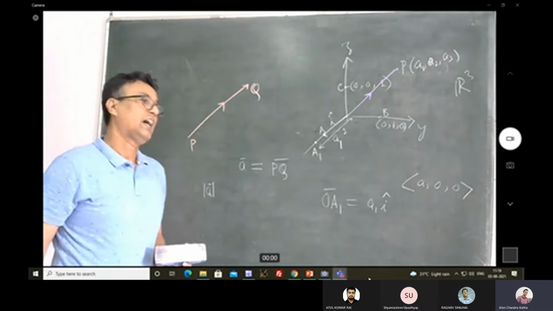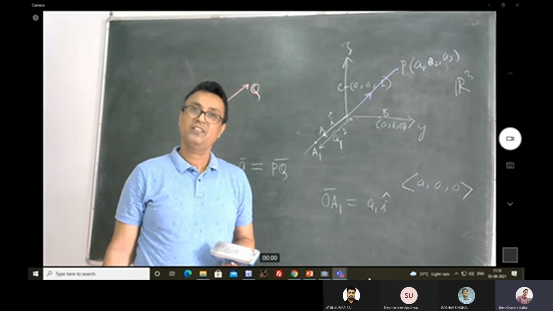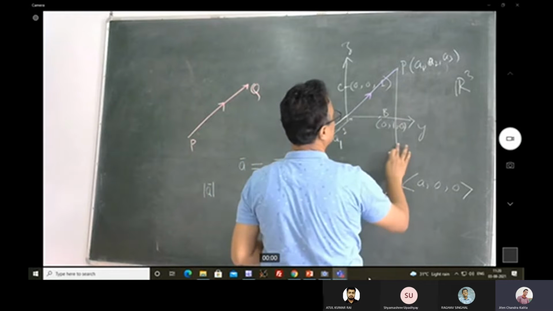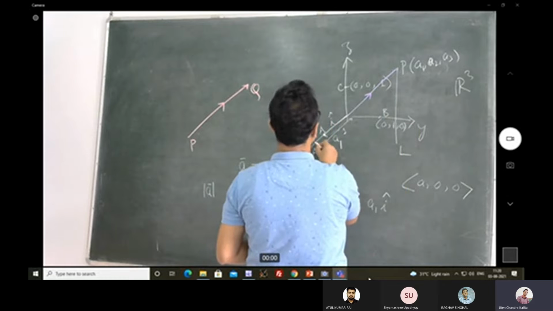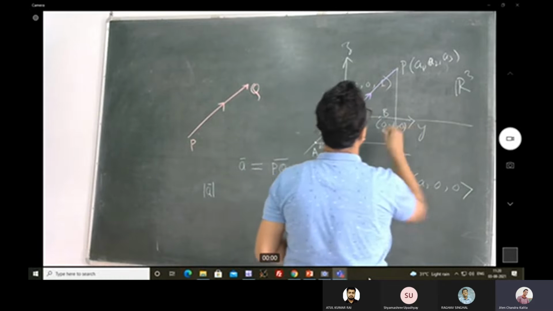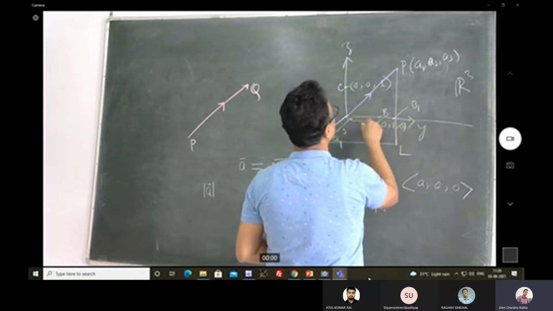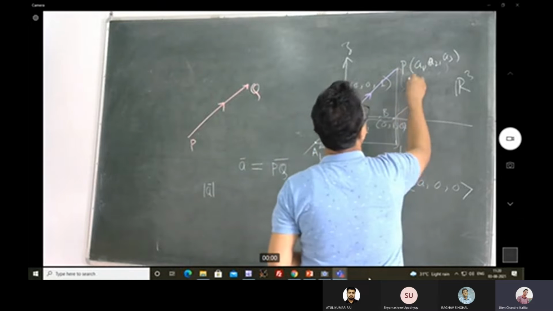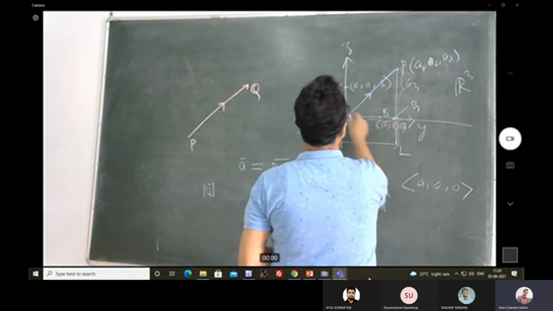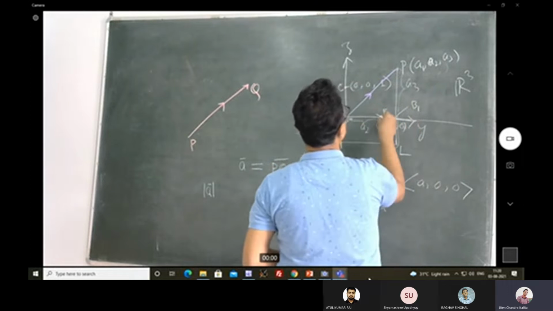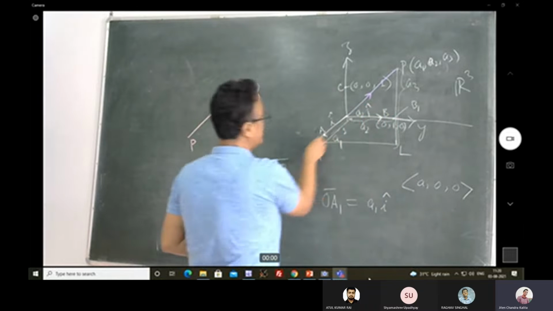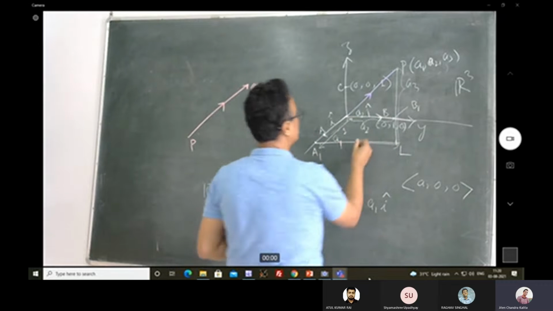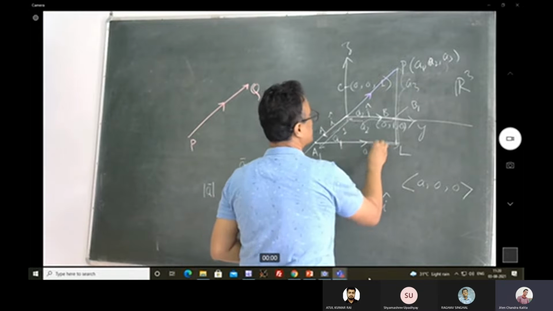Similarly, I can have a2 j and a3 k, isn't it? So what was happening here? I was drawing a perpendicular from here to the line L, and if I join this, and suppose this is the point B1, such that this length is a2, and this length is a3, then because of the equality or equivalence of vectors, this is nothing but a2 j.